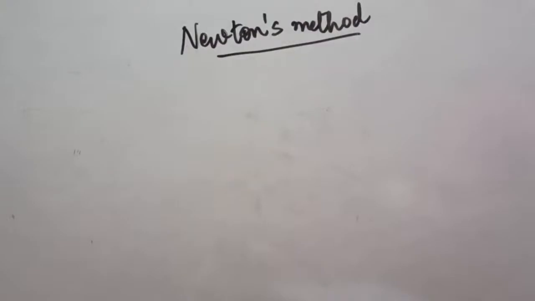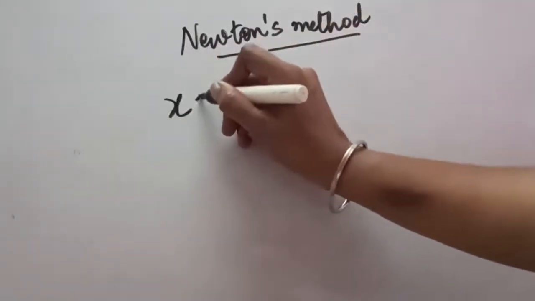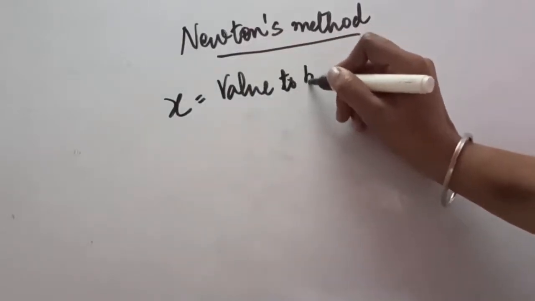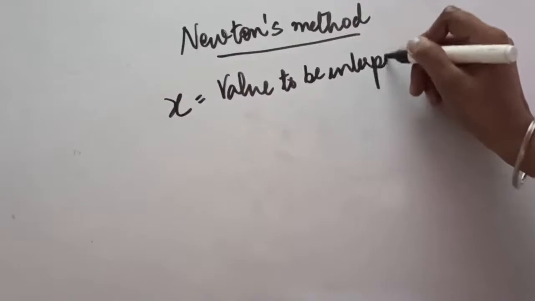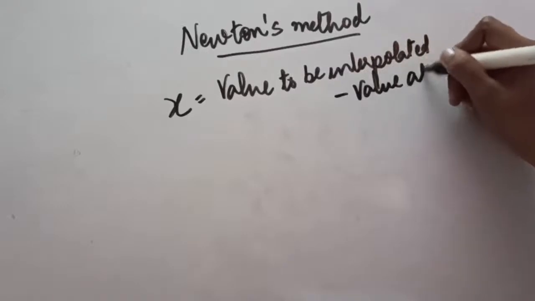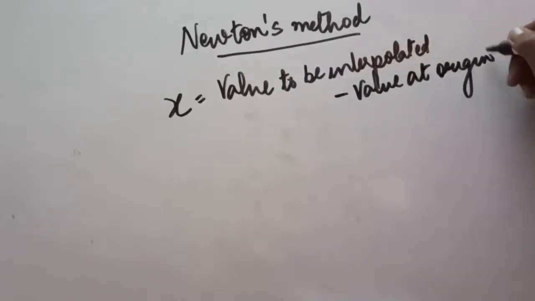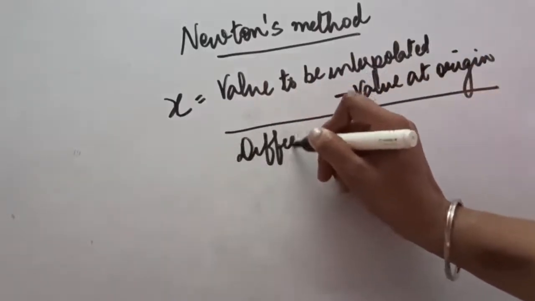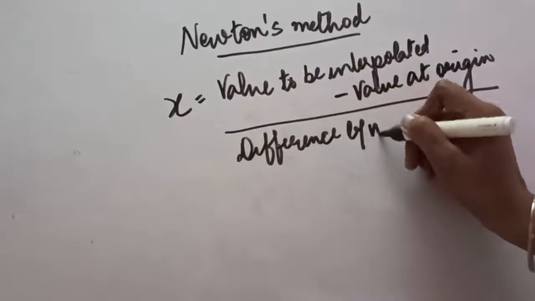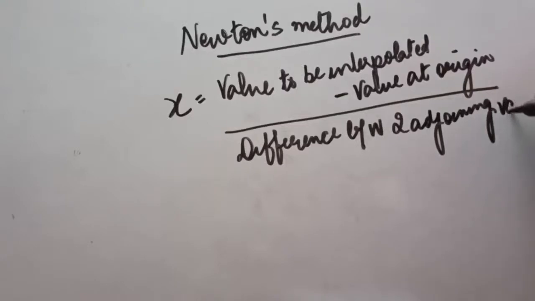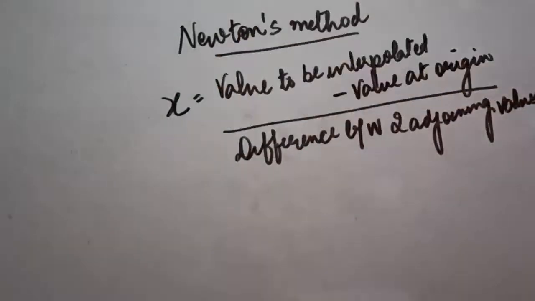So the first formula for Newton's method: you have to calculate the value of x. For that you have to apply this formula: the value to be interpolated, which is the value we have to calculate, minus the value at the origin. Now, what is the original value of that series? Divided by the difference between two adjoining values. So this formula we will apply to calculate the value of x that will be required in the question.